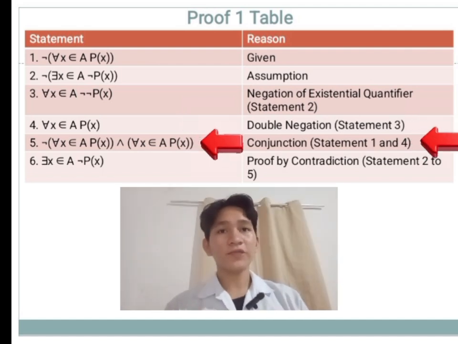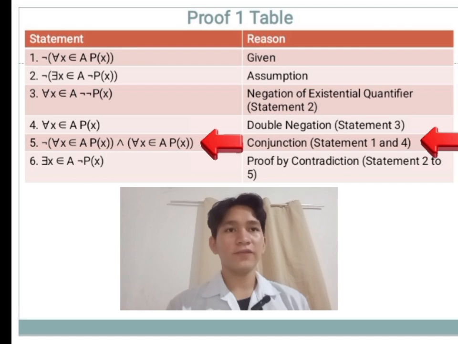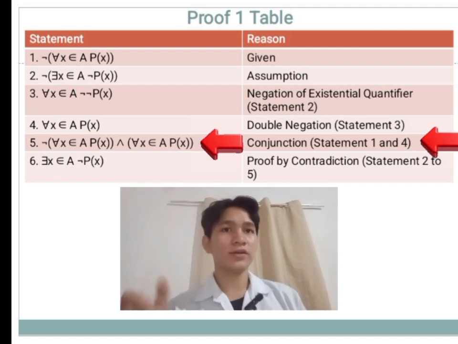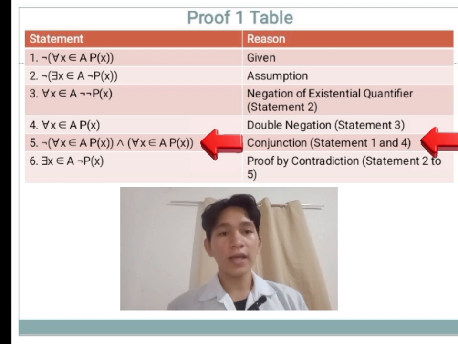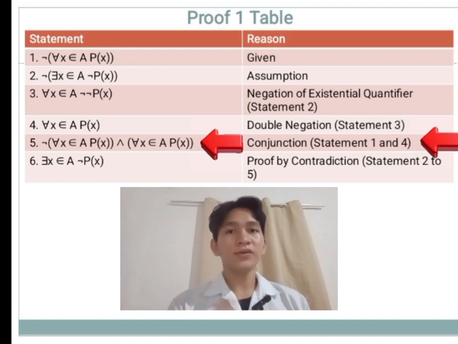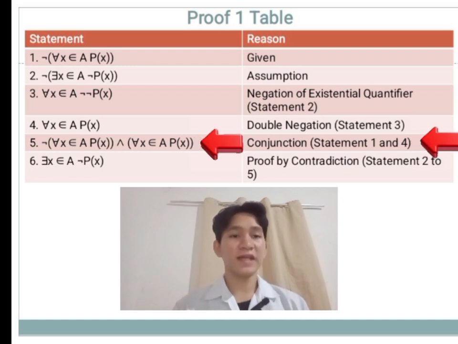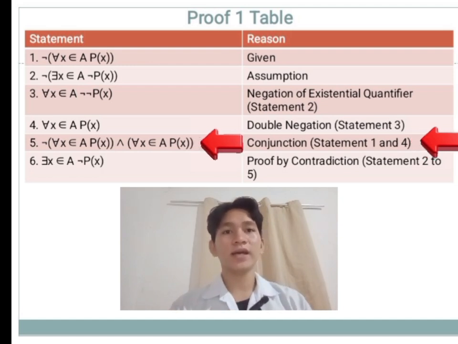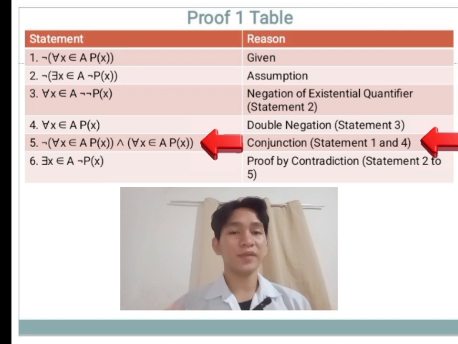In statement number five, we have the negation of "for all x in A, P(x)" and "for all x in A, P(x)." The reason is the conjunction of statement 1 and statement 4. Here we combine the given from statement 1 and the conclusion from our assumption in statement 4. This creates a direct contradiction. Statement 1 says that the universal claim is false. Statement 4 says that the universal claim is true.